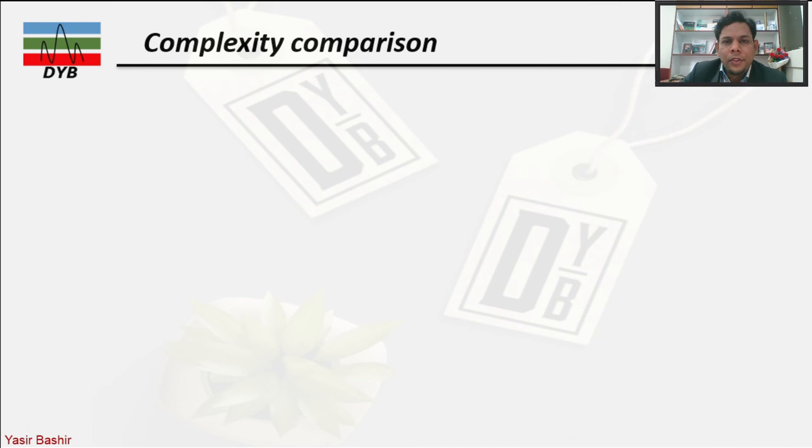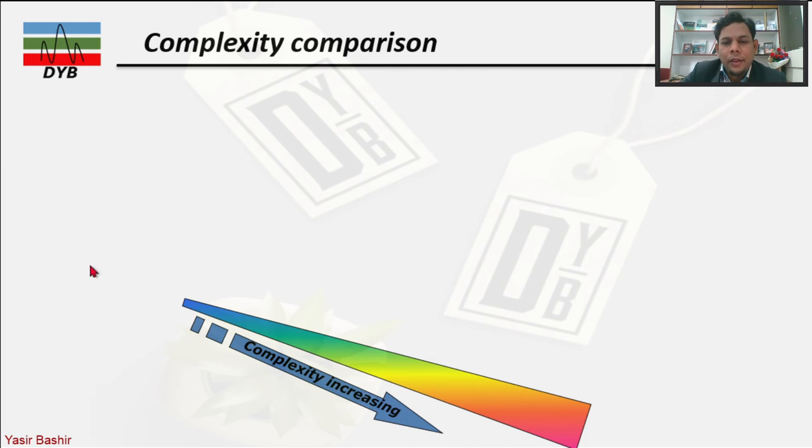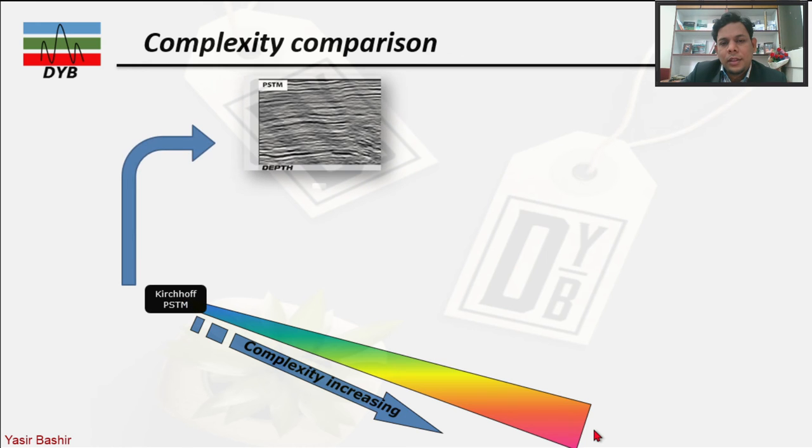So now we look at the complexity comparison. Let's say we start from here, where the complexity is less, then going forward, down this side, the complexity is increasing. Initially there is the post-stack time migration, or the pre-stack time migration, which is Kirchhoff. So that was the initial migration strategy. The complexity is very low, and obviously the computational cost is also low.